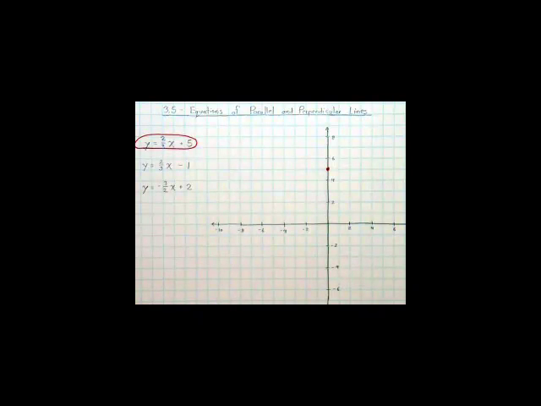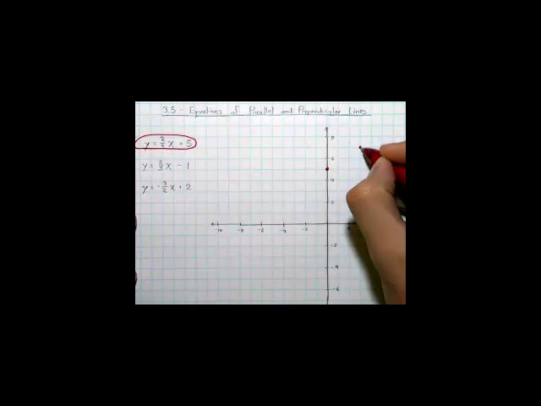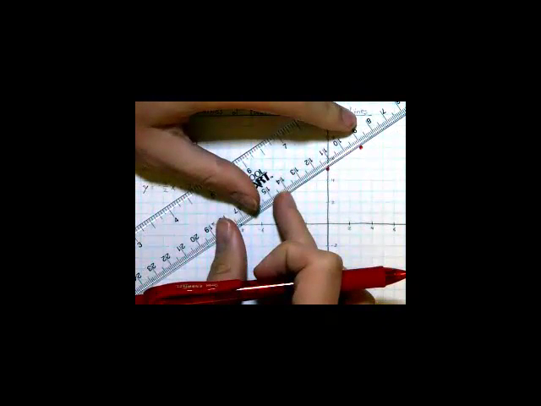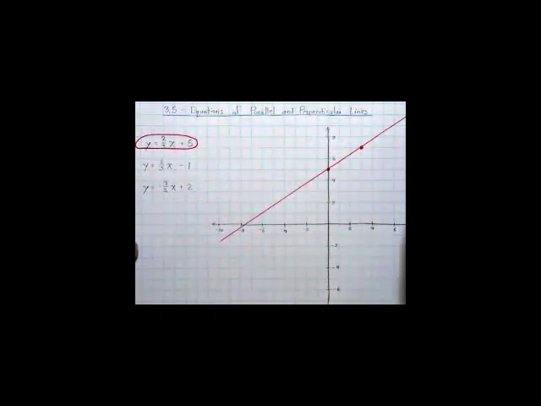Okay, so what that means is from that point, I can go up 2 over 3, and there's another point on the line, right? Okay, it's a rise over run thing with slope. Okay, so up 2, 1, 2 over 3, 1, 2, 3. There's another point that's on that line. And then using your ruler, you can make a nice, straight line across there. So something kind of like that. That's the first one.